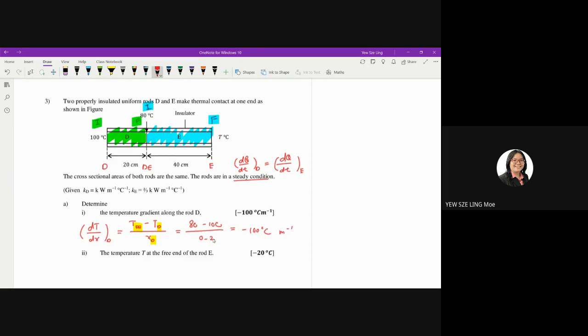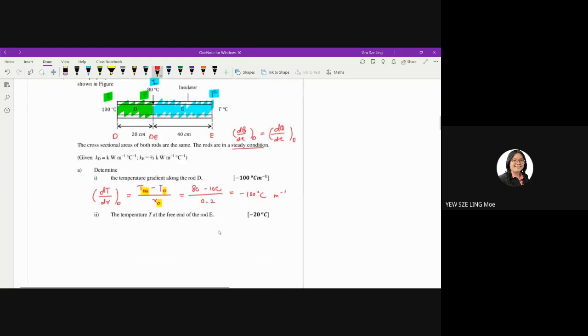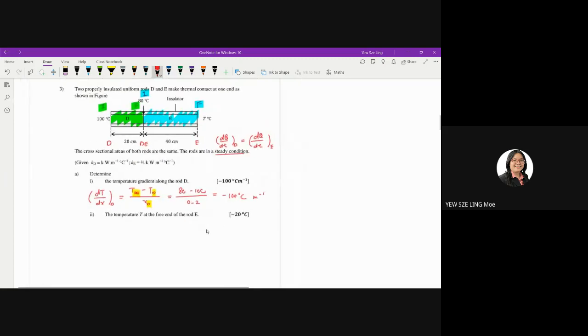So that is the answer for question 1. Now, how about question 2? Question 2: the temperature at the free end of rod E. So now the question wants you to calculate the temperature here, the unknown T.